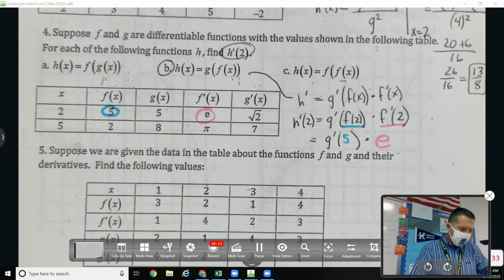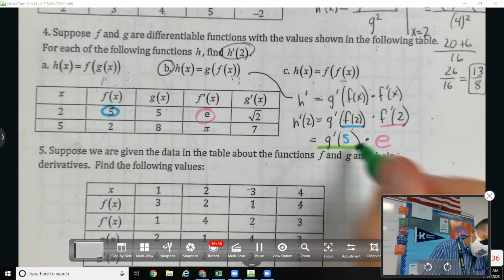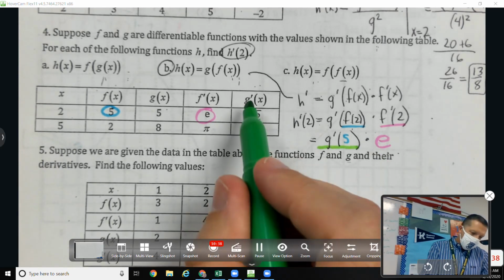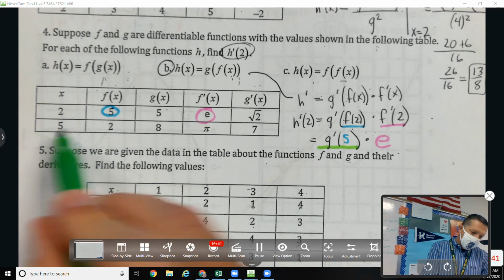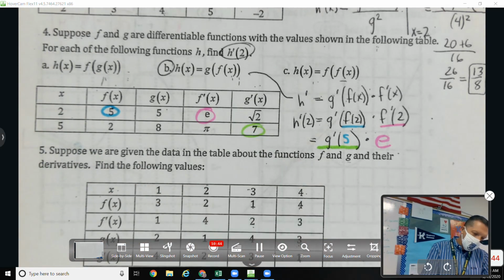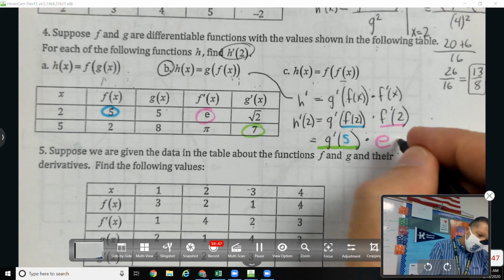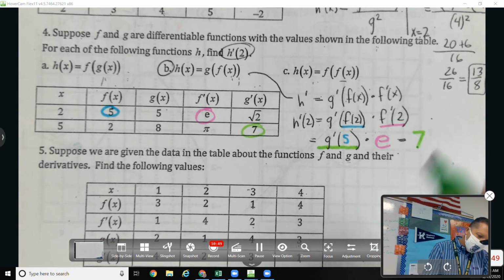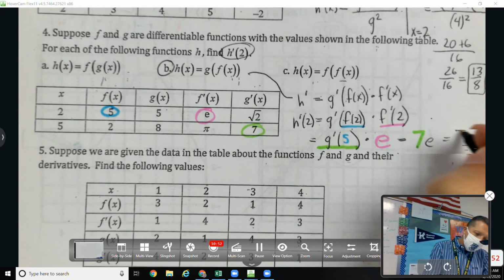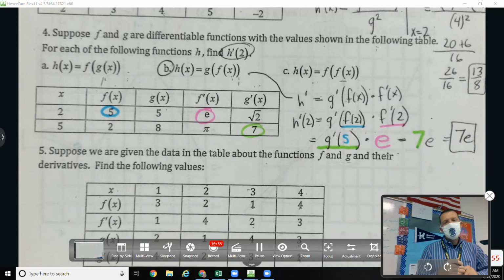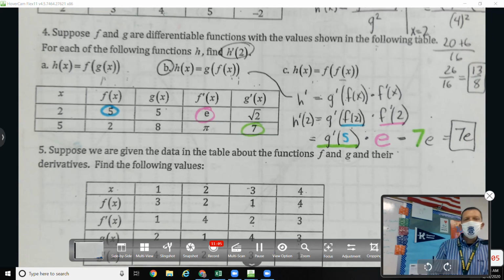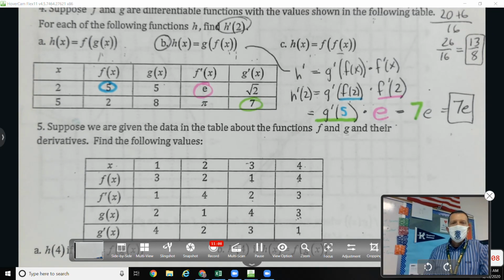And then lastly, I need to figure out what g prime at 5 is. So g prime at 5, so be careful, not at 2, but at 5 is 7. So my answer then is 7e. So chain rule, but using a table. So tables and graphs, not too bad, but you do need to practice them a little bit just to get used to making sure you locate the right pieces and put them in the right spot.